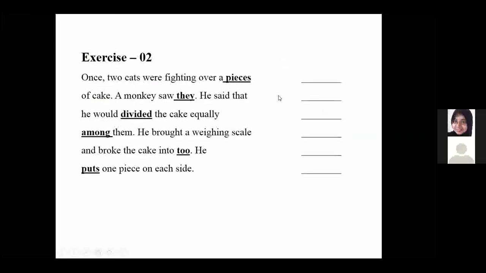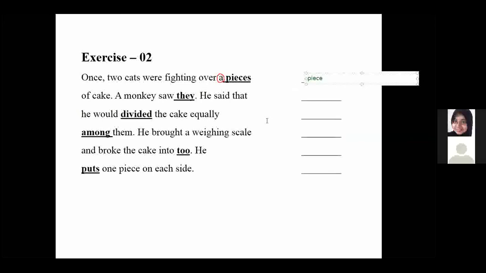Right. Now let's come to exercise number 2. Once two cats were fighting over a pieces of cake. Now look at the word a. A comes with a singular, which means one. So pieces is not a singular noun. The correct answer should be piece.